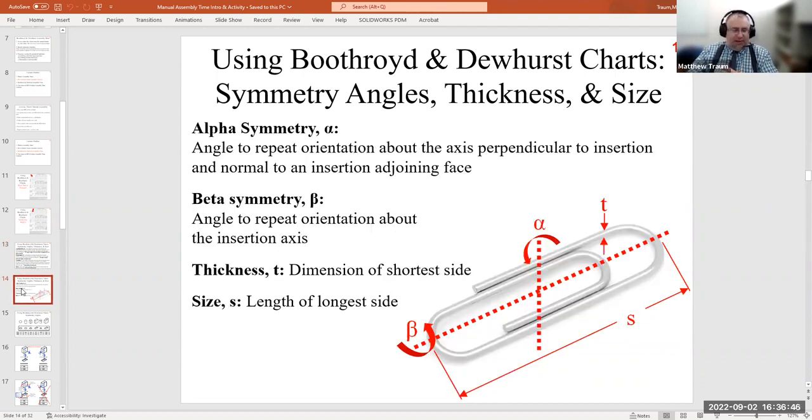The example that I give is of a paper clip, and the reason that I choose a paper clip is because I'm hopeful that everybody in the lecture has used a paper clip. And you're familiar with the fact that paper clips have some directionality, some insertion directionality to them, right?